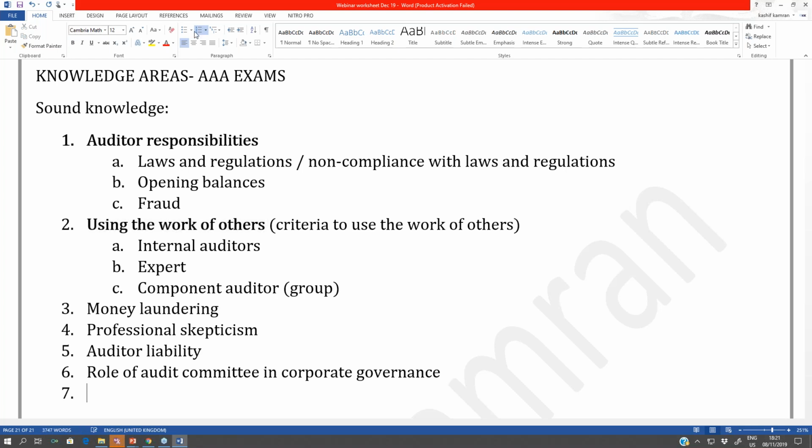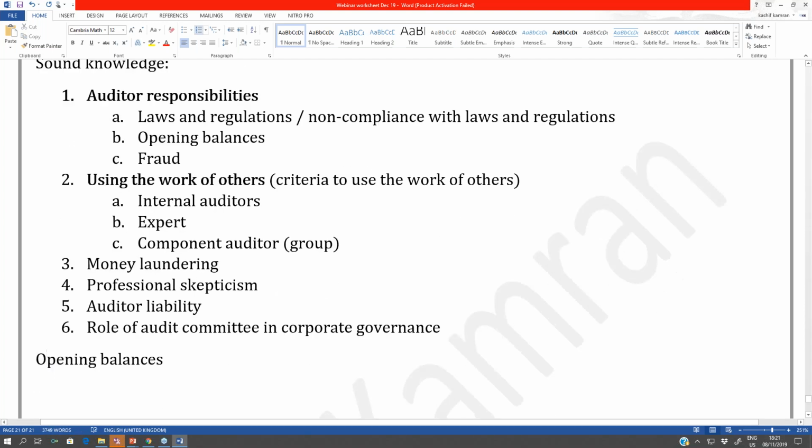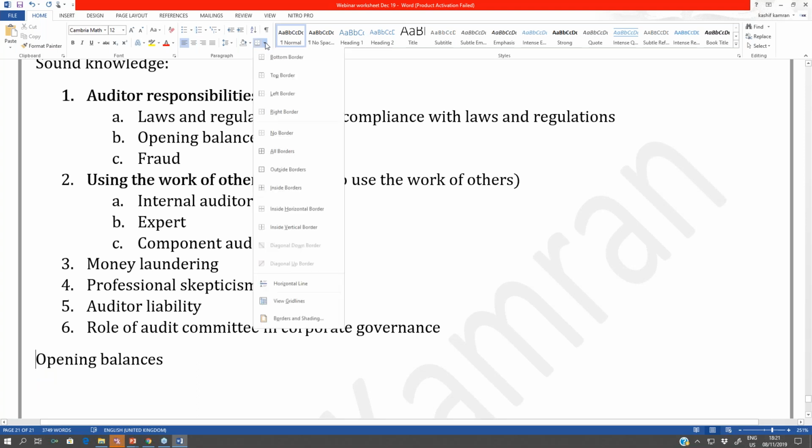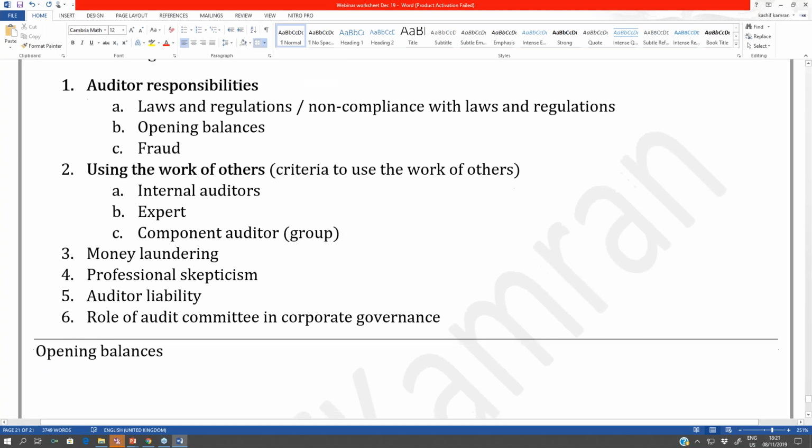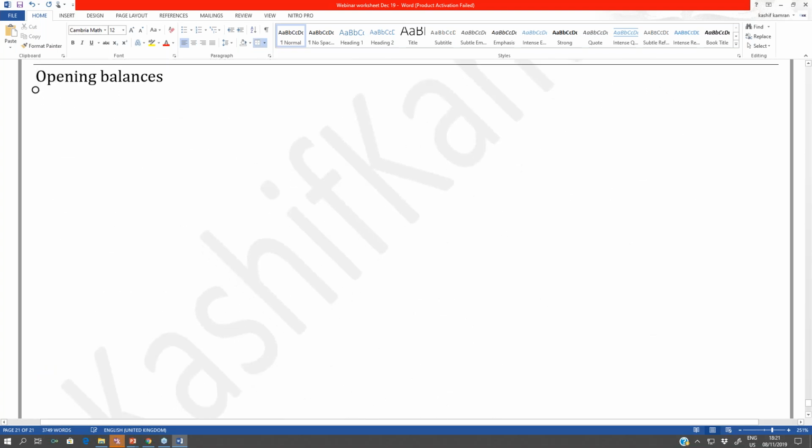Okay, now let's start the journey. Let's first start with opening balances as the first key area, because a lot of the time students ignore opening balances when they go to the exam hall, and they have very weak knowledge on opening balances. So let's take that as K1, knowledge one, on opening balances.